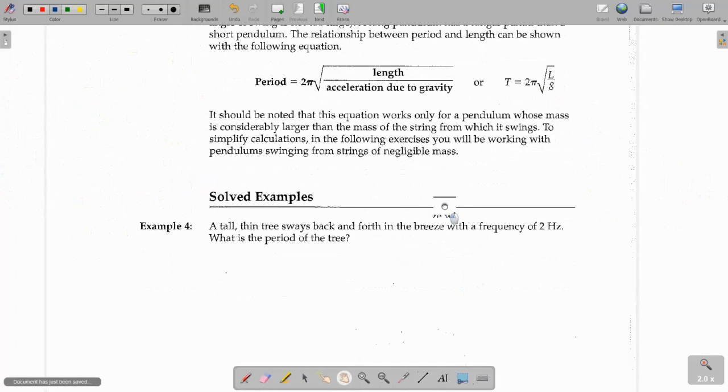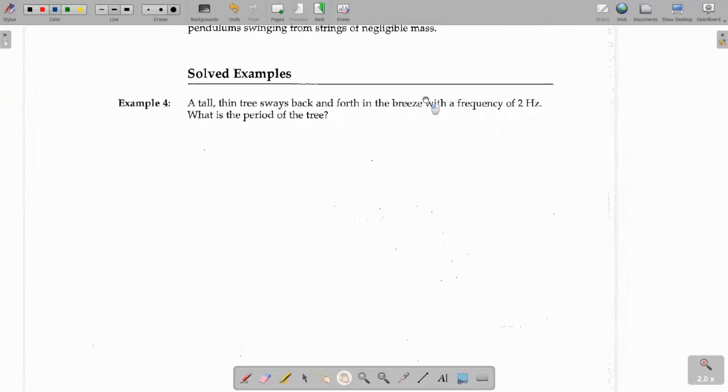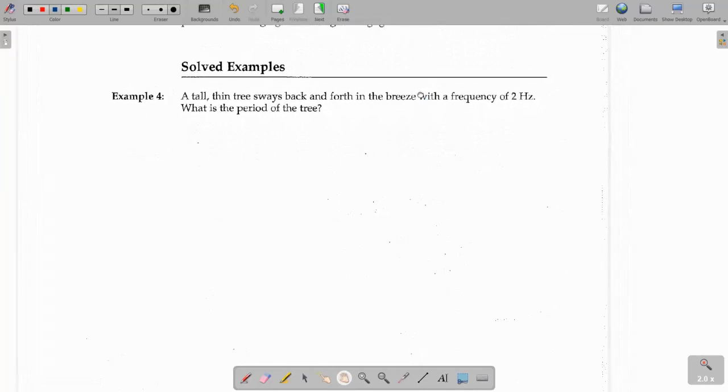Okay, so looking here at our first problem, a tall thin tree sways back and forth in the breeze with a frequency of 2 hertz. What is the period of the tree? Okay, so this one's an easy one. It gives us the frequency at 2 hertz, and then it's just asking for the period. Okay, so remember our equations. We have the period of a pendulum, but don't forget that frequency is equal to 1 over period, and period is equal to 1 over frequency.